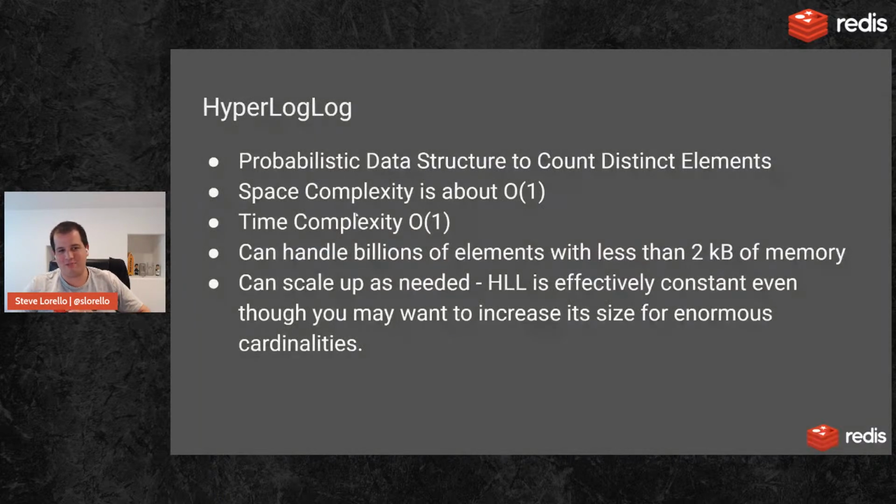The HyperLogLog is a probabilistic data structure to count distinct elements. Its space complexity is order 1. It is extremely compact. Its time complexity is also order 1. And it can literally handle billions of elements in less than 2 kilobytes of memory. And it can scale up as needed. Like I say here, it's effectively constant, even though if you're working with enormous cardinalities, you may increase the size of your HyperLogLog just a little bit.